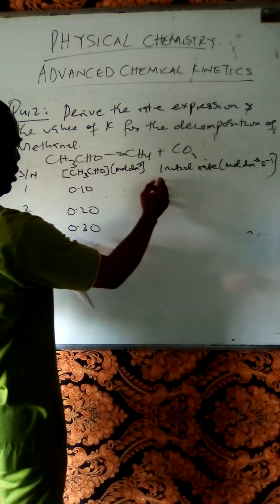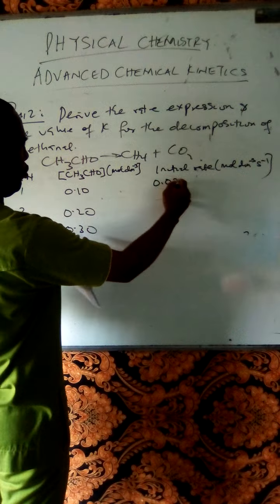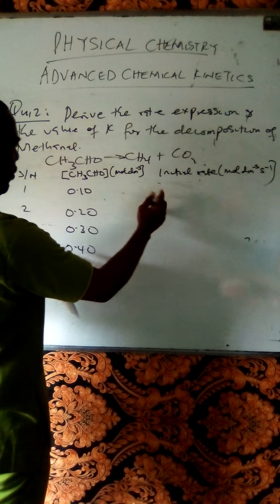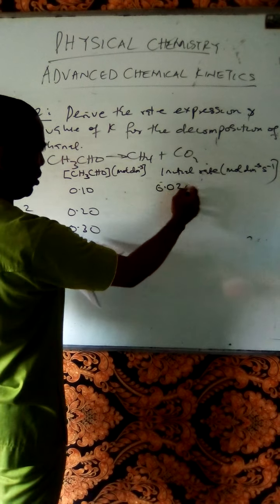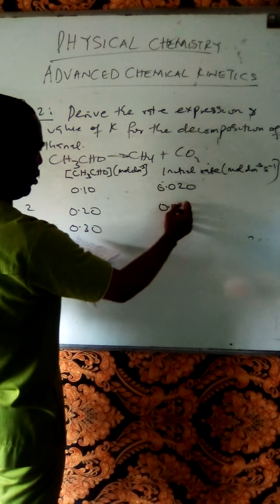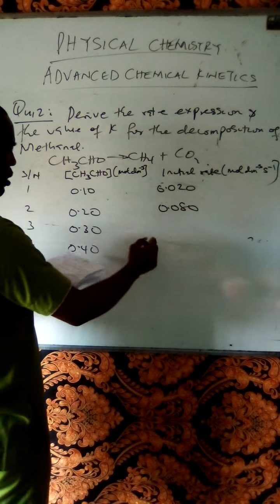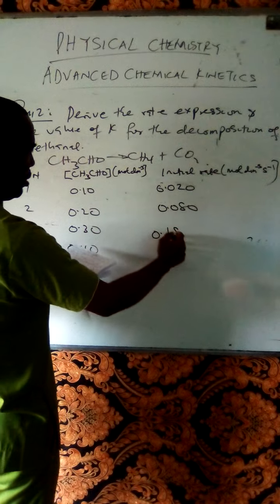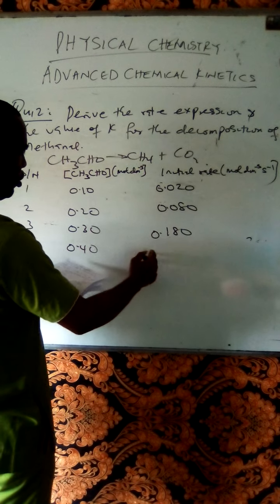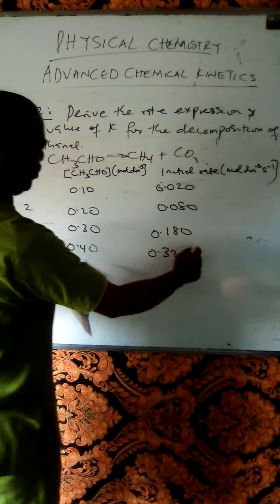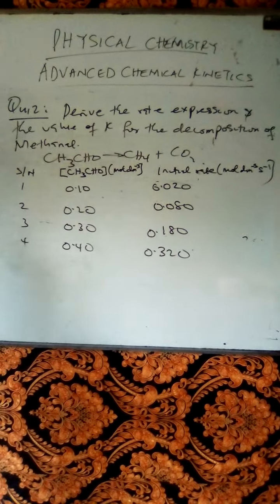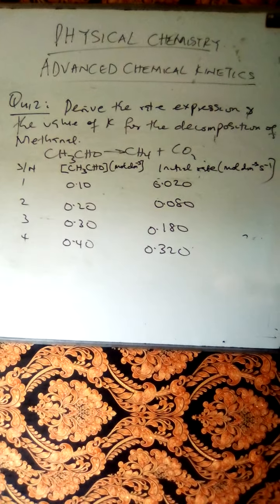So this one is 0.020, the initial rate for the first experiment. Second one is 0.080. Third one is 0.180. Fourth one is 0.320. So how do we go about solving this problem on the whiteboard?